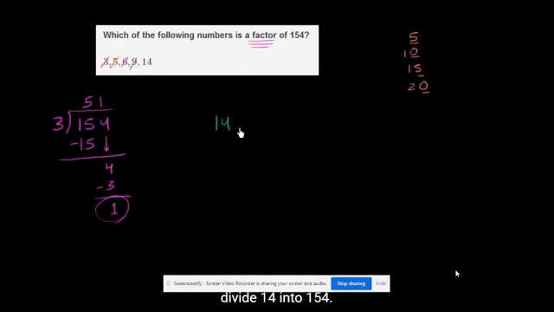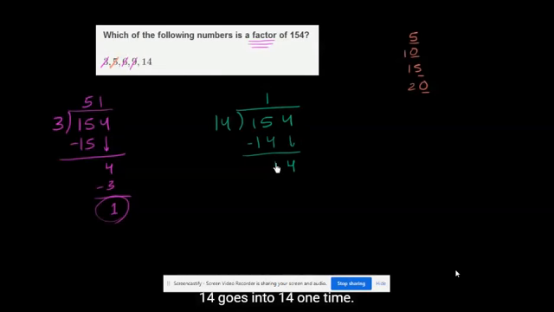Let's actually divide 14 into 154. 14 doesn't go into 1. It goes into 15 exactly 1 time. 1 times 14 is 14. We subtract. We get 1. Bring down the 4. 14 goes into 14 1 time. 1 times 14 is 14, and of course we have no remainder. So 14 goes into 154 exactly 11 times, or 11 times 14 is 154. 154 is a multiple of 14.